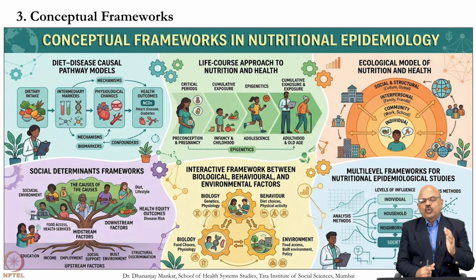The social determinants no doubt play a major role, where the social environment comes more from food accessibility and affordability, or sometimes the downstream factors, to see what a diet or your lifestyle plays as reasons for health equity. The outcomes of your disease burden are more derived from your education, income, employment, and social support. The built environment or structural discrimination gives us the upstream factors and makes it more important for nutritional epidemiology to take them into consideration.